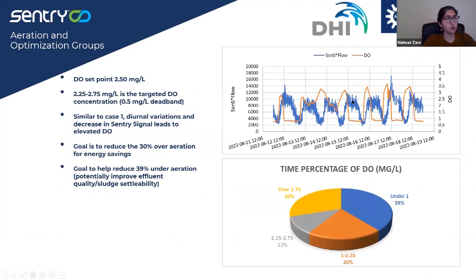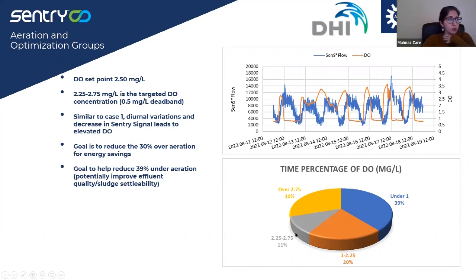Here it is showing the actual data collected from this plant. The top graph is showing the profile of SENTRY signal times flow with the DO. Same as in case 1, we are seeing diurnal patterns in the signal. And when we are seeing a decrease in SENTRY signal times flow, it leads to an increase in the DO. This plant is similar to case 1, a feedback DO system, and the set point is 2.5.